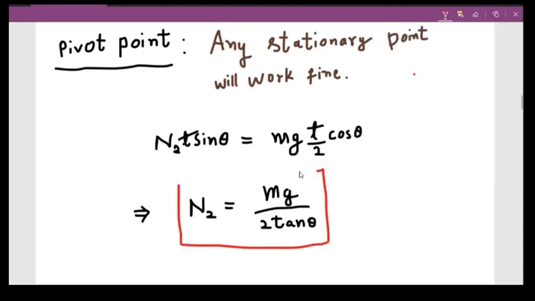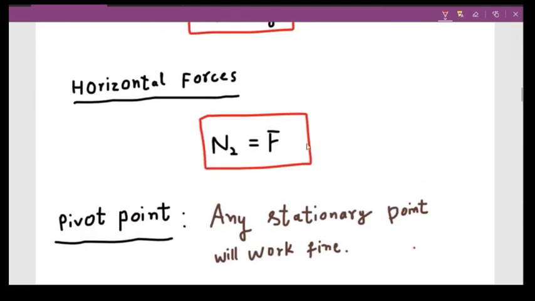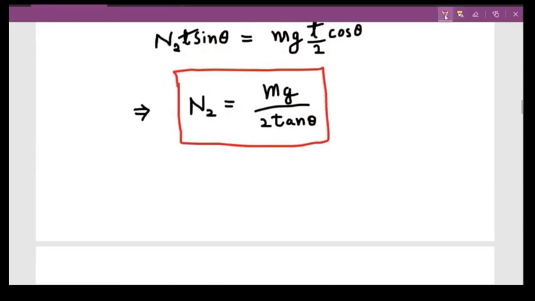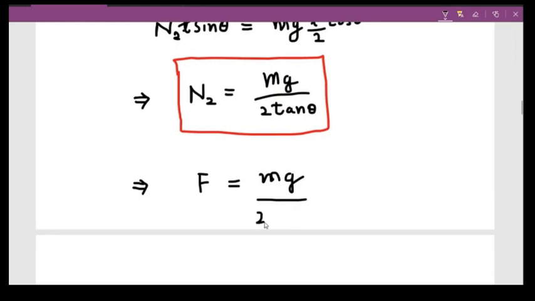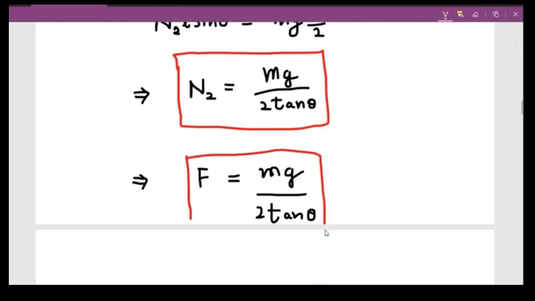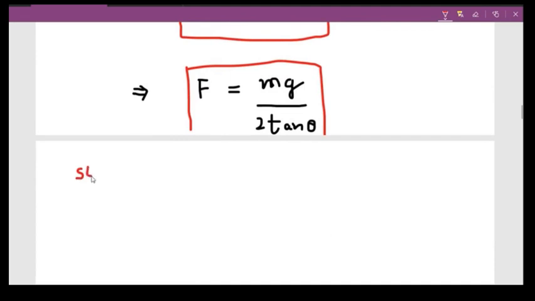N2 was the normal force given by the wall. But N2 here is equal to F, that means we have also found F. It implies F equals mg divided by 2 tan theta. So we have also found the static friction. But we have to remember one thing about static friction: it always comes with an inequality sign.